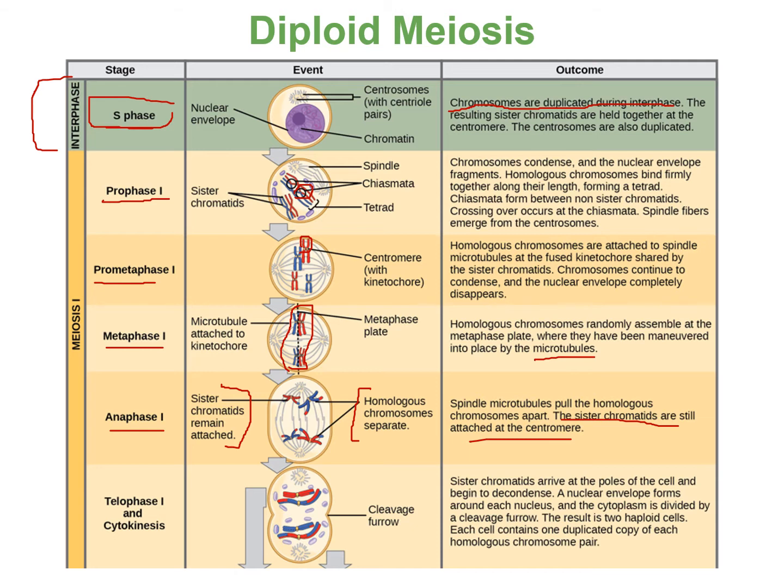And then we get into telophase and cytokinesis. So the sister chromatids in telophase 1 arrive at the poles and begin to decondense. And then the cleavage furrow is going to form, and that's going to divide the cytoplasm. As the cytoplasm divides and the cell splits, we get 2 haploid cells. And each cell is going to contain 1 duplicated copy of each homologous chromosome pair.